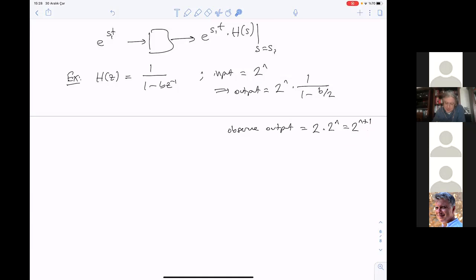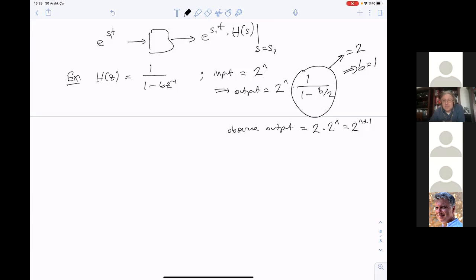You have to do this. If the input is 2 to the n, the output is 2 to the n times 1 over 1 minus b over 2. And the output is 2 to the n plus 1, which is 2 times 2 to the n. 2 to the n is here. Therefore, this must be equal to 2. Therefore, b is equal to 1, because 1 over 1 minus 1 over 2 is equal to 2. This is how you find b.